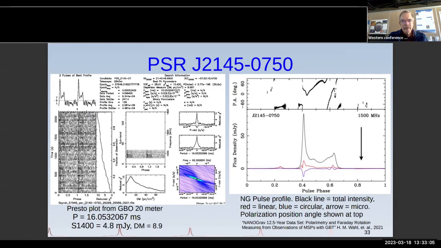But the rest of the indicators are that it's a good pulsar. You go look at the nanograph data. Sure enough, it's got a very wide base. This is very strange. You've got what you expect for a radio pulse, but then you have a base of emission that's quite wide. So that's in the data. This one is fairly close, dispersion measure of 8. The flux at 1400 megahertz is almost 5 millijanskys, and the period is 16 milliseconds. So it's a little bit slower one.